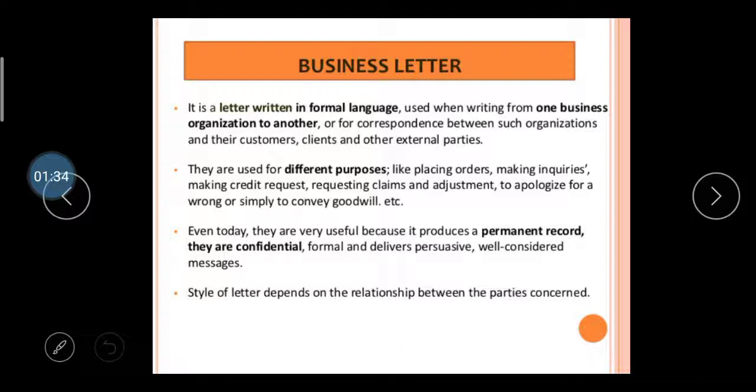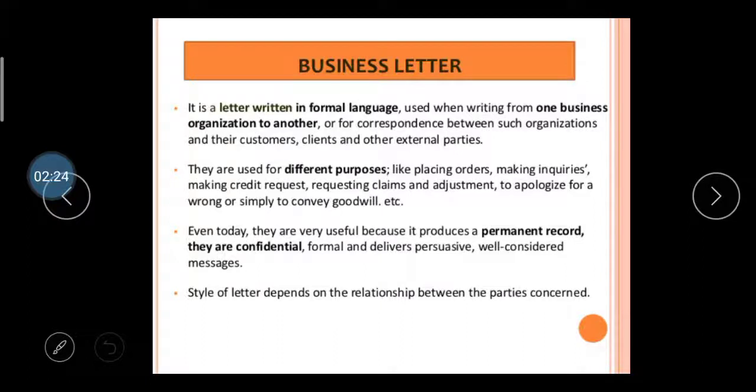It is a letter written in formal language. Whenever you write a business letter, it is considered only in formal language. It is used when writing from one business organization to another business, or for correspondence between the organization and its customers, clients, or other external parties. A business letter is not only between organization and organization, but also covers communication between the organization and customers, and the organization and third parties, which may be your creditors, your debtors. Okay, so they are used for different purposes.